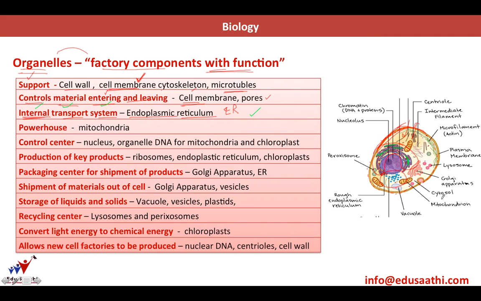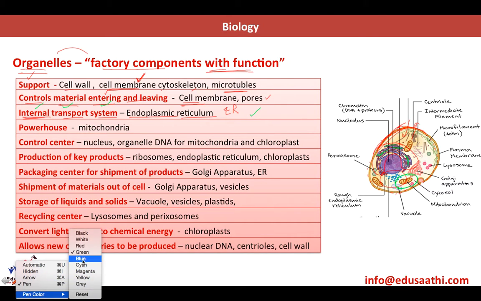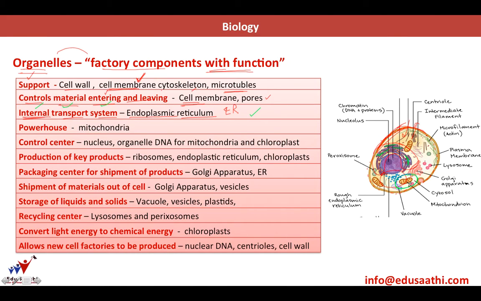Okay, now the next one that you could see, this is mitochondria. Now what does mitochondria do? Mitochondria is known as the powerhouse of the cell. Powerhouse of the cell, that means the power is generated inside the mitochondria. It's the respiratory site of cellular respiration. So it's basically where the respiration takes place.